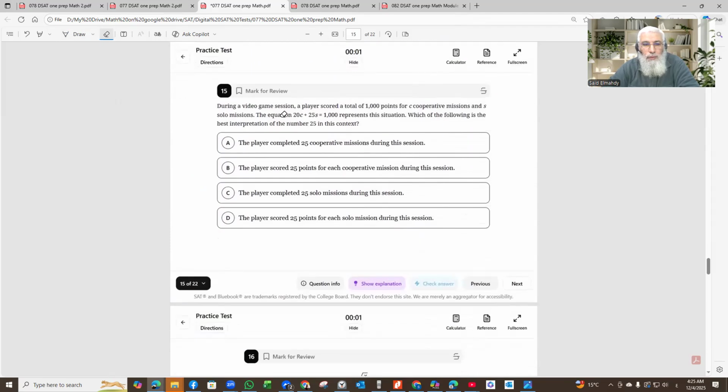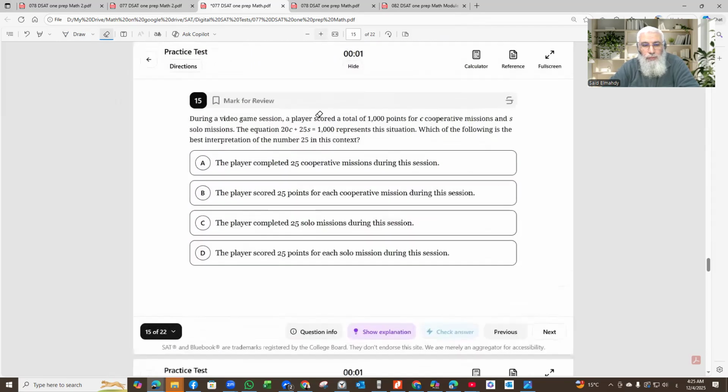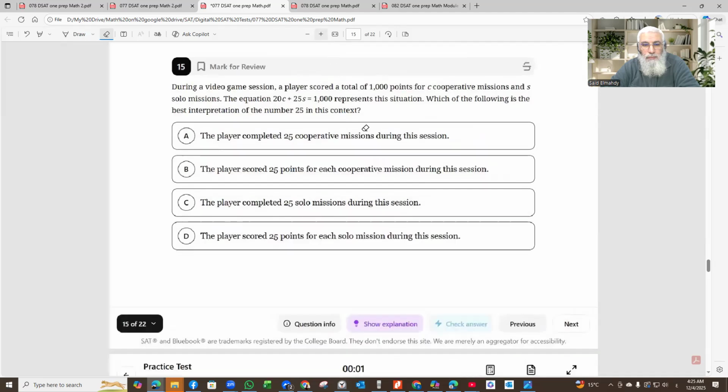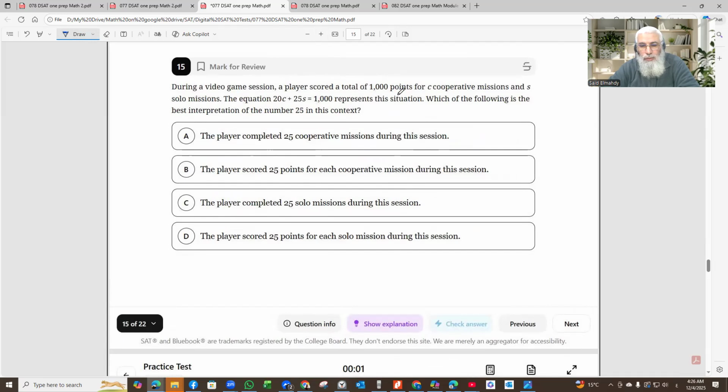Okay. It is said here, during a video game session, a player scored a total of 1,000 points for C cooperative missions and S solo missions. The equation 20C plus 25S equals 1,000 represents the situation. Which of the following is the best interpretation of the number 25 in this context?